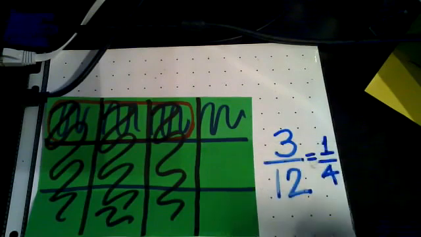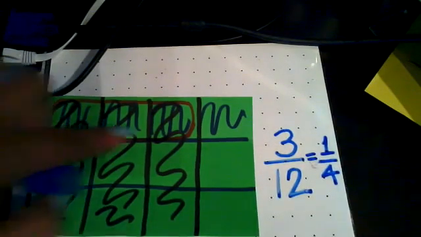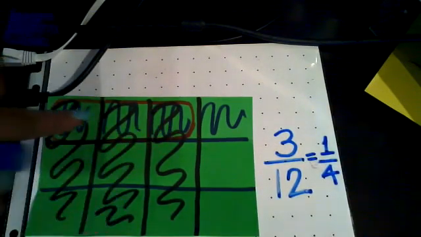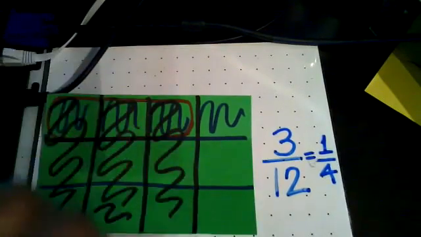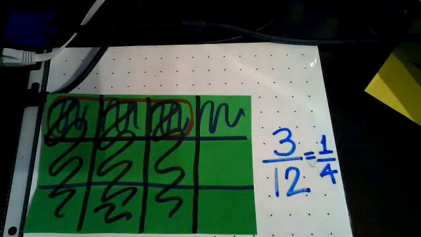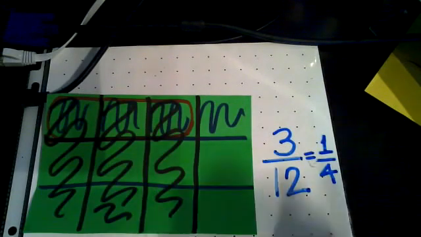Why 1/4? Because I only have 3 out of the 12. That's only the one group that has 2 colors. So 3/12 is the same as 1/4. Okay, that's our pictorial, right? I'm sorry, this is our concrete.